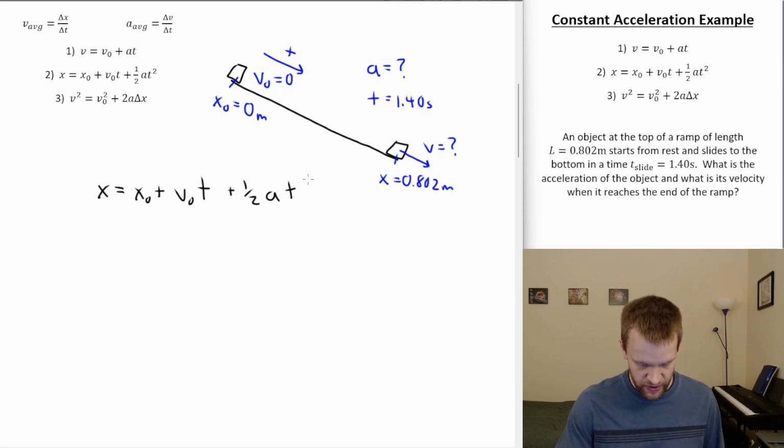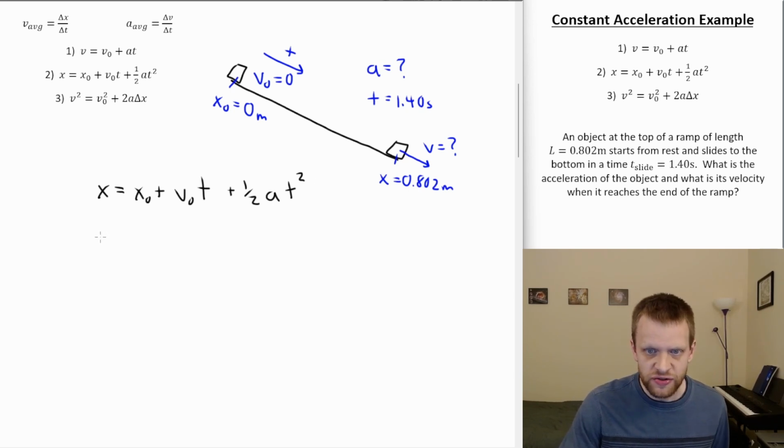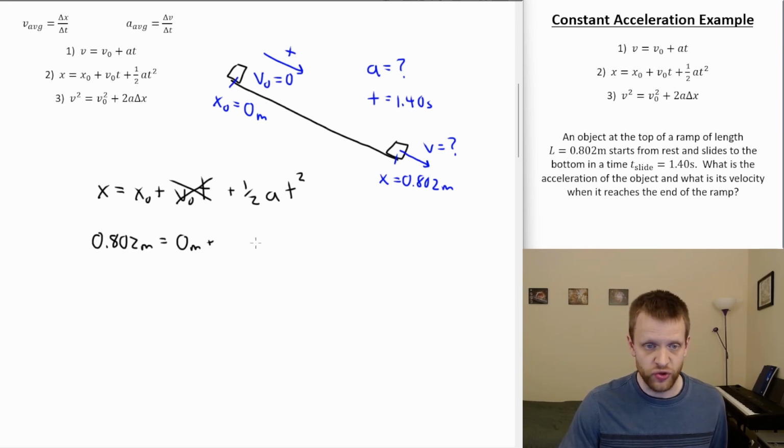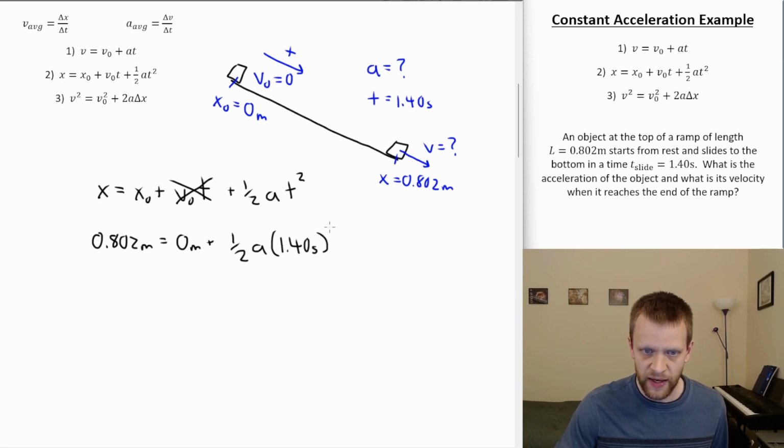So let's sub in some of those quantities. Our final position was 0.802 meters. Our initial position was just 0 meters. Our initial velocity was 0, so that whole middle term just goes away. And we've got 1/2. We don't know what the acceleration is yet, but we know that the time is 1.40 seconds, and that has to be squared.